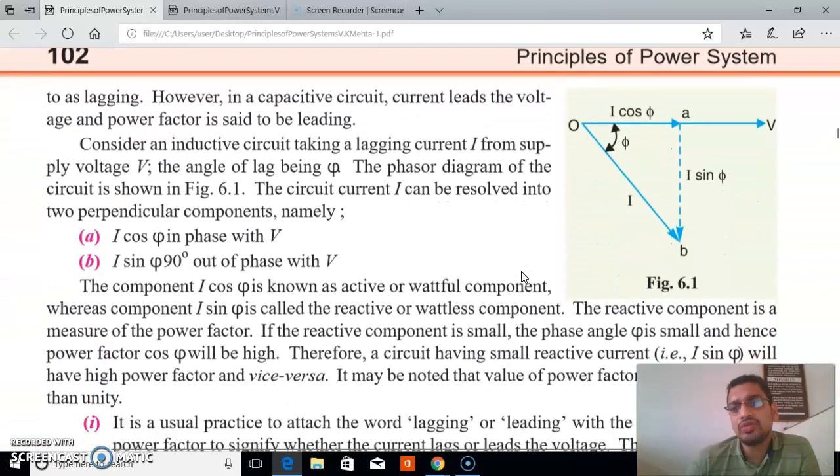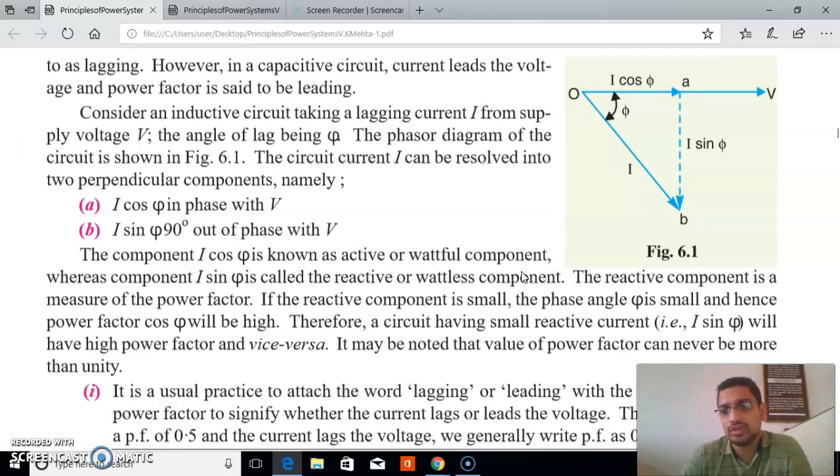Most of the loads are inductive in nature, so most power systems experience a lagging power factor. Suppose we connect an inductive load in the system. First we draw the phasor diagram of that system. Initially, we take the voltage as the reference phasor, so we draw the voltage vector as the reference phasor.